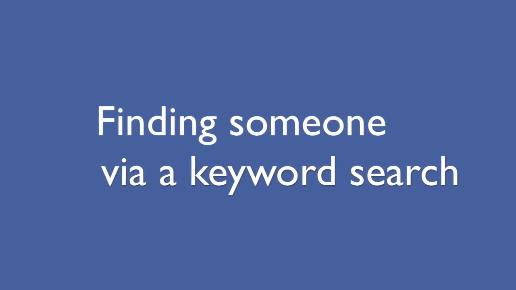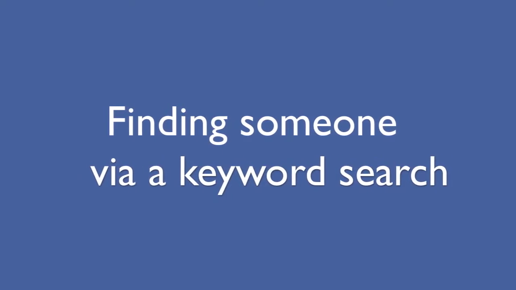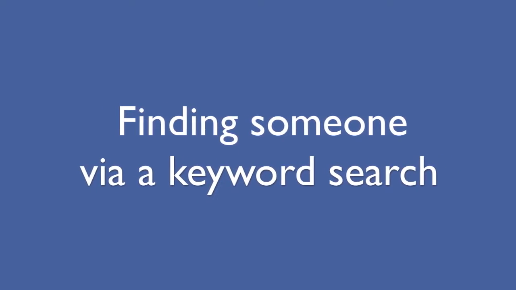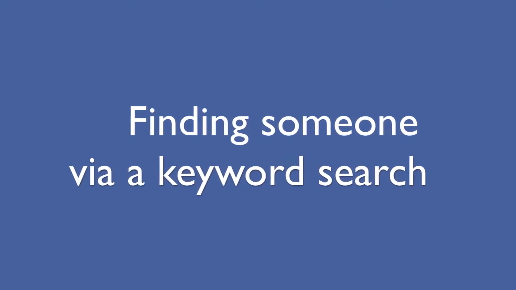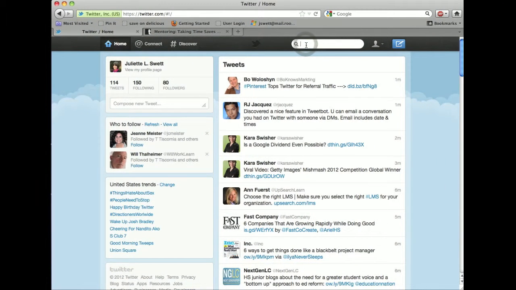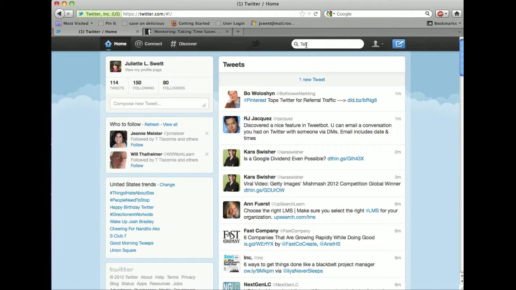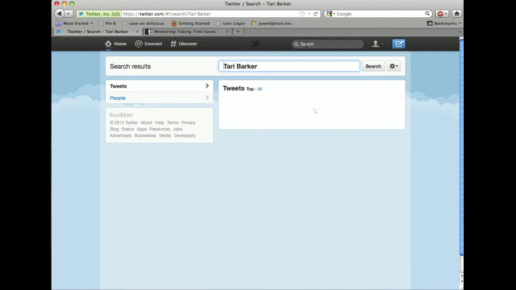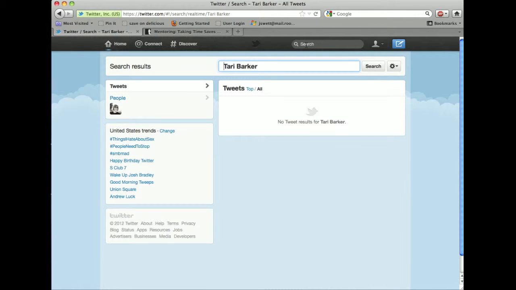The first way is probably what you expect, and that is to search for a person directly. In this example, I'm hoping she doesn't mind us using this, we are going to look for Miss Terry Barker. So here we go. We have found Terry. Let's explore this a little bit more.